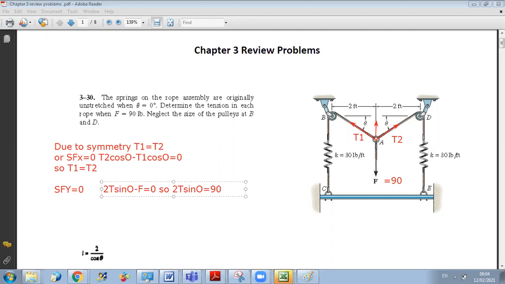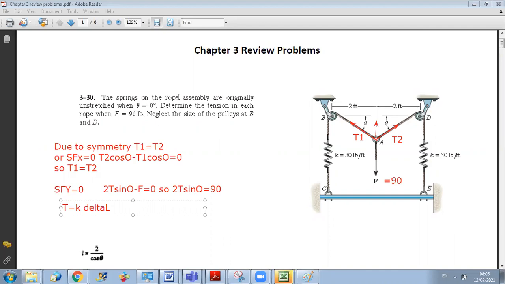Now, I need a second relation between T and theta. Who will give me what will be the relation between T and theta? What should I do? Hooke's law. Okay, very good. So I should use that the tension T is equal to K times delta L. But how to find delta L?